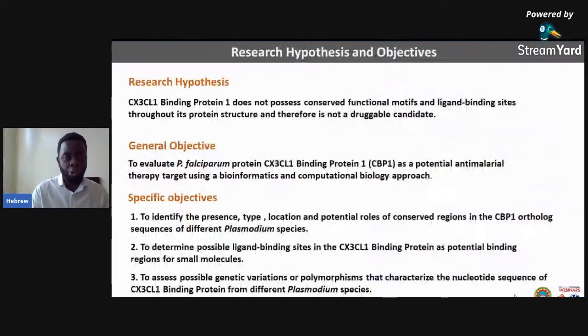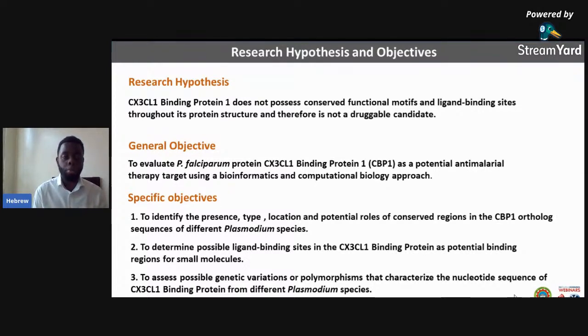So key to note is we are working with 3 objectives. We narrowed down our in silico approach to target 3 objectives. The first one is to determine the presence and roles of the conserved regions in the protein, because if we are able to learn about or discover the conserved regions, then we will be able to infer conserved functions that we can antagonize at therapeutic level.